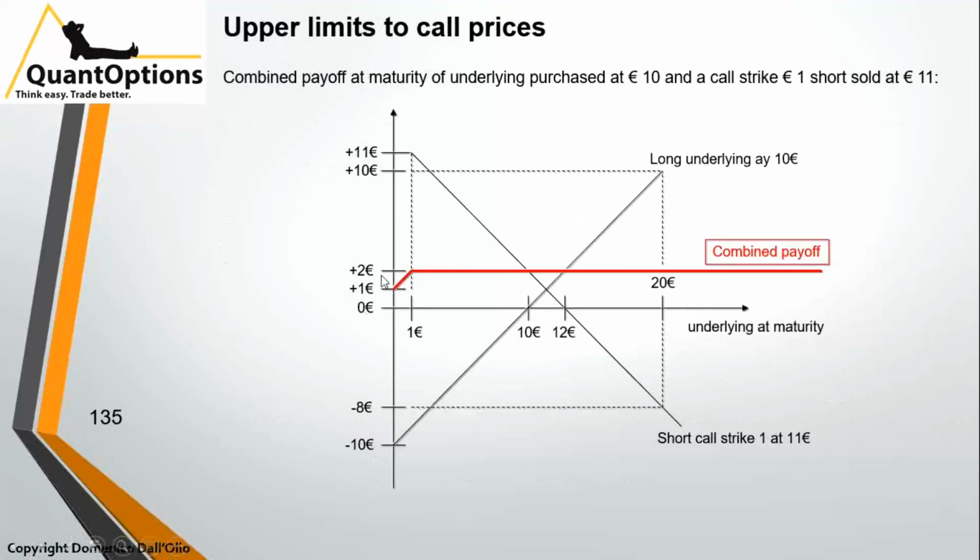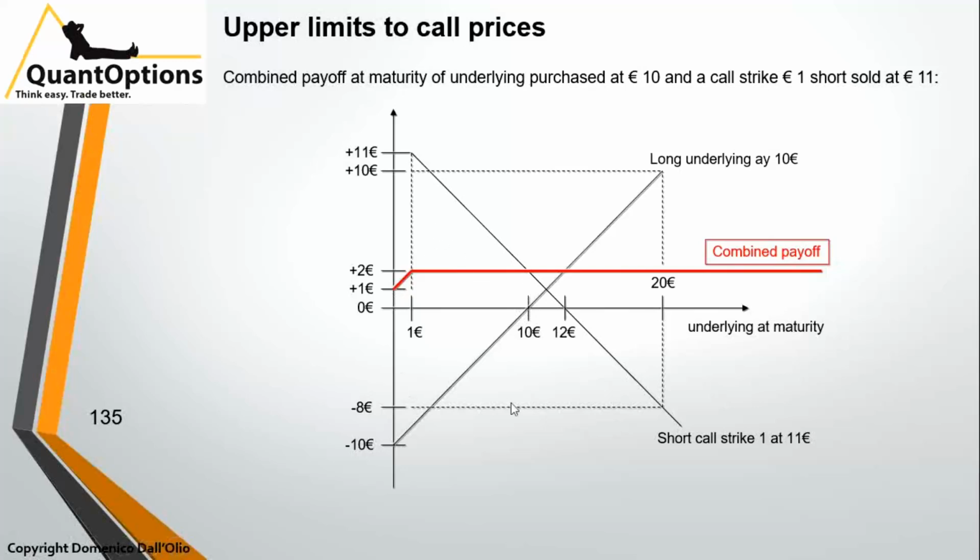Here we short sell a call strike 1 for 11 euros, a price higher than the spot. Okay, the hypothesis is that the price of the call cannot be higher than the spot, no matter the strike, no matter the maturity. So let's assume that the call price is 11, higher than the spot. If at maturity the spot price is 10, what do we get? We have a parity on the stock and we have +2 on the option.